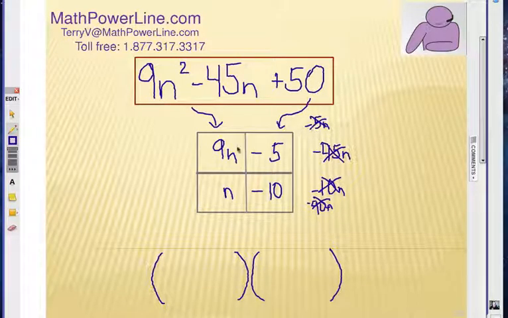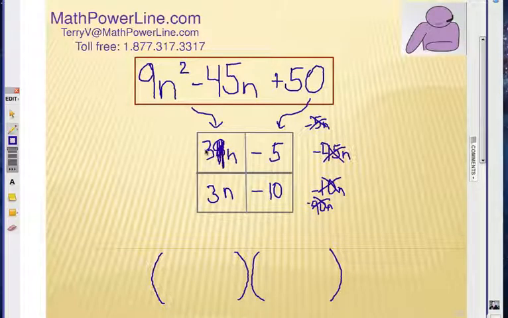That means that maybe instead of 9n and n, maybe it's 3n and 3n. Let's try that. Again, this factor box method doesn't eliminate the guesses. It, in some cases, can speed things up for you. So it's just a matter of practicing a lot and trying it.